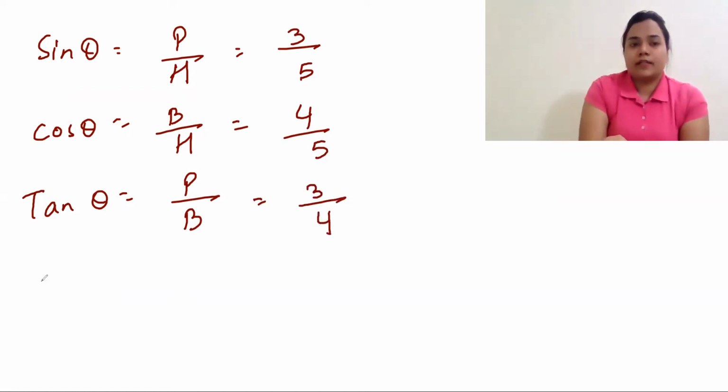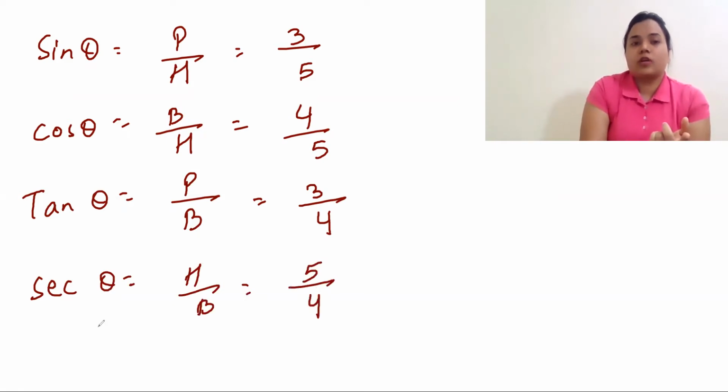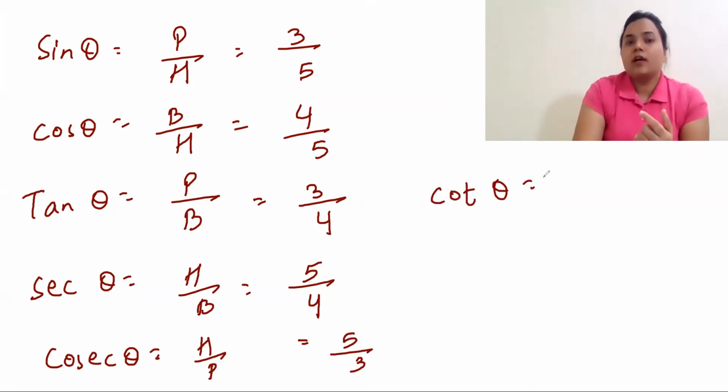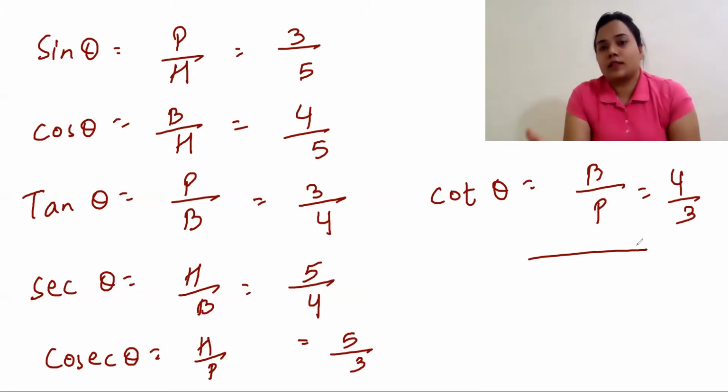Okay, now write sec theta. Sec theta is opposite of cos theta. So it will be H by B. It is equal to 5 by 4. Then cosec theta, reverse of sin theta. So it is H by P and that is equal to 5 by 3. Then left with cot theta, reverse of tan theta, B by P, it is equal to 4 by 3. So these are the answers.